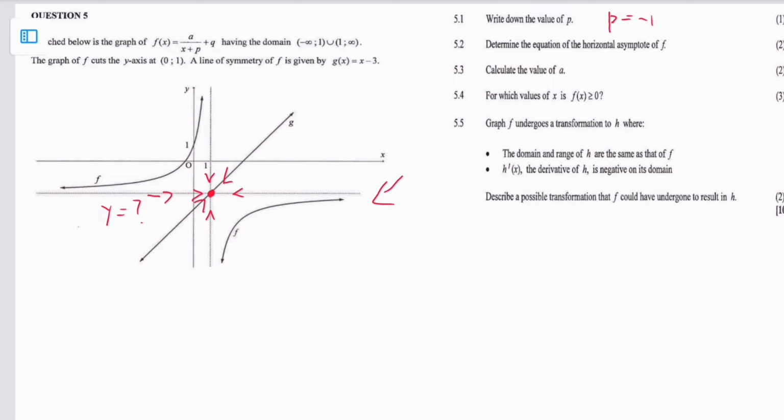And it's pretty simple, because we know that the equation of this line of symmetry g is equal to x minus 3. And we know that the value at the intersection point is where x is equal to 1. So it's just -2. So the coordinate is 1, -2. And so the answer here is just that y is equal to -2.